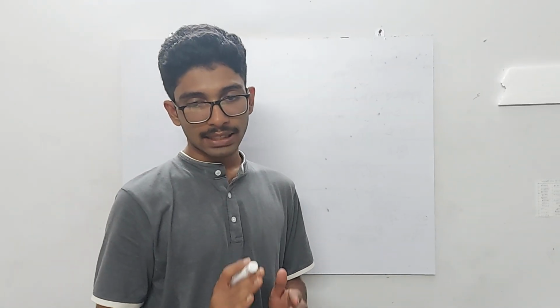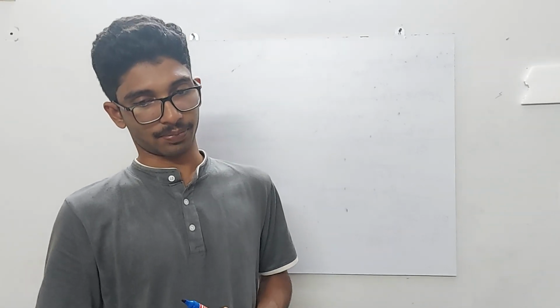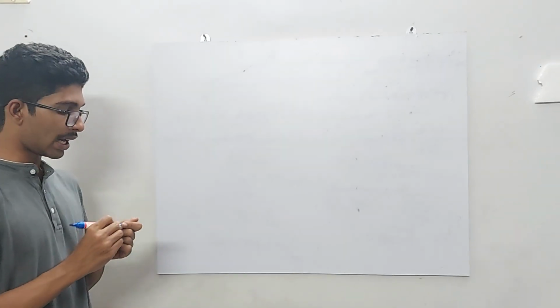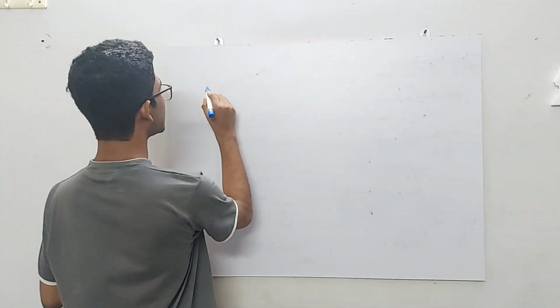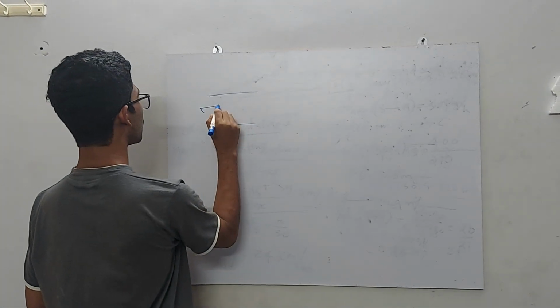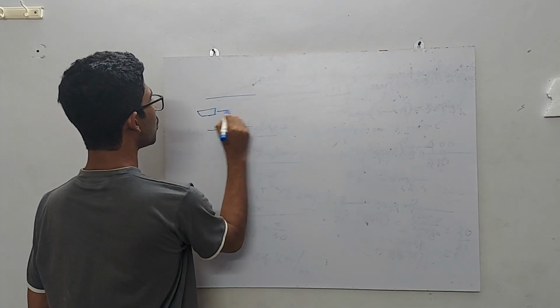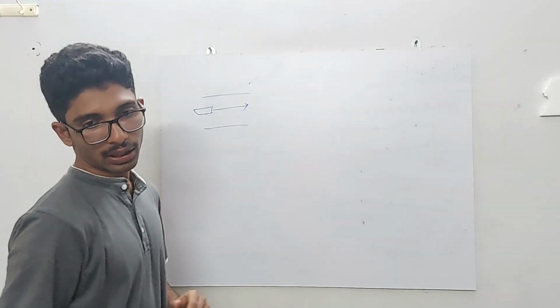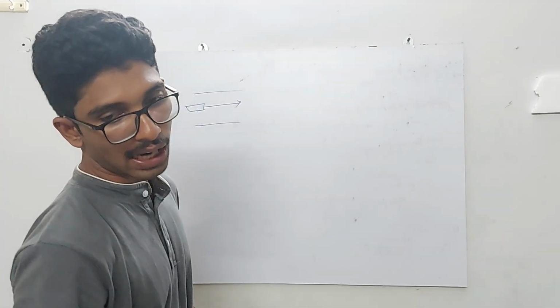Fourth question. A motorboat starts from rest on a lake, accelerates in a straight line at a constant rate of 3 meter per second square for 8 seconds. How far does the boat travel during this time? Okay, so they are asking us to calculate the distance traveled. So there is a lake and there is a boat, and the boat is moving in a straight line. It's given that the boat starts from rest.